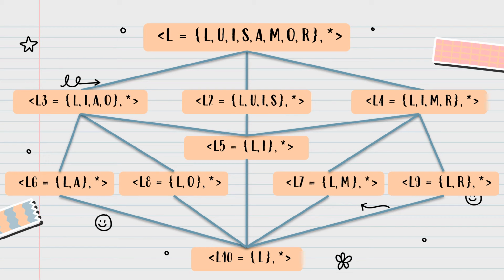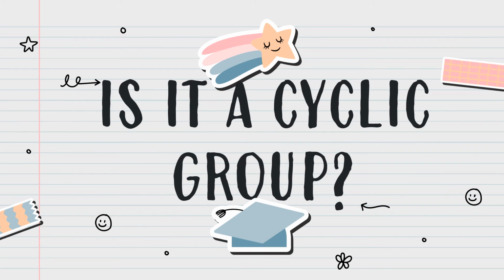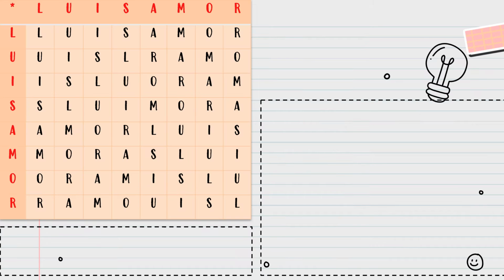After identifying the subgroups, we may now have a lattice diagram, which is now presented, showing the different subgroups that we discovered. So aside from being a group, is it also a cyclic group? Let's try to find generators starting from U star U equals I, star U equals S, star U equals L, and L star U equals U. This means that the generator of the group {L, U, I, S} is U, as it generates it.